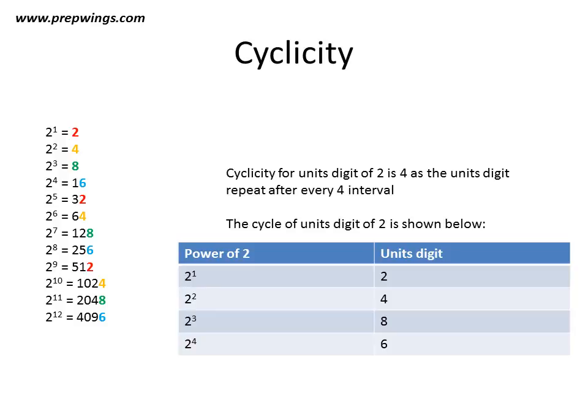So the cycle for the power of 2 is shown here. 2, 4, 8 and 6. This is called the cycle for power of 2.